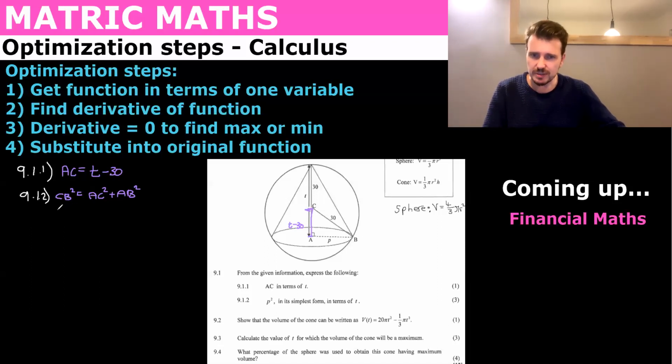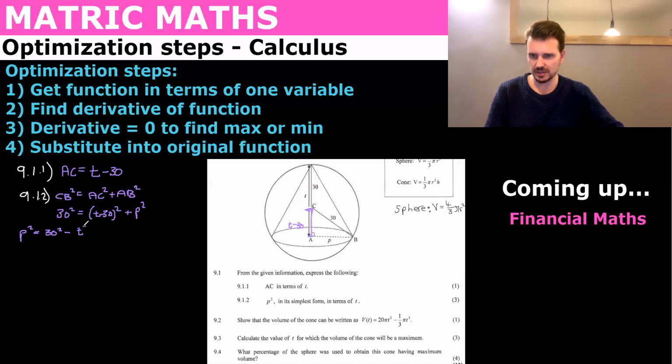So we've got CB is 30 squared. We know that CB already. And we know that AC is T minus 30. We had to work that out in our previous question. Equals AB is simply P squared. So now we've got this. And we want P squared in its simplest form. So P squared equals 30 squared minus, because if that goes to the other side, T minus 30. Let's square out this whole thing.